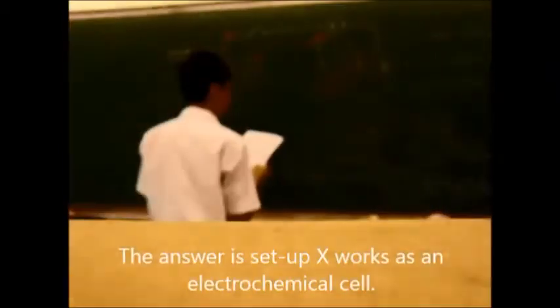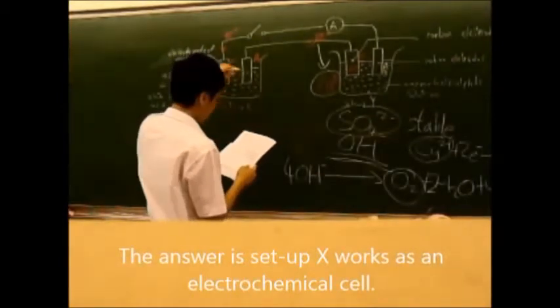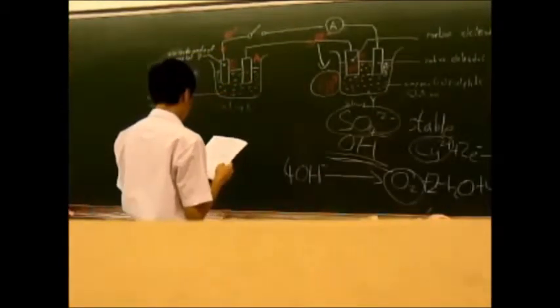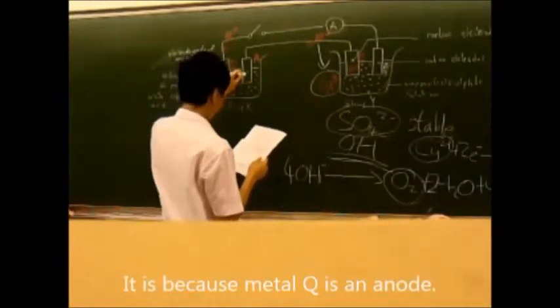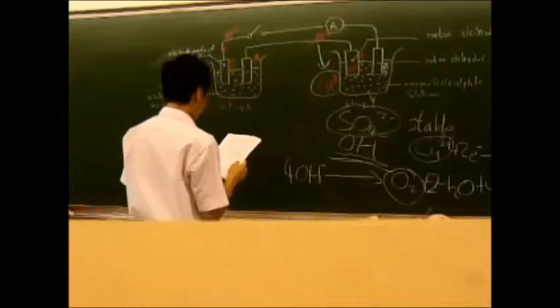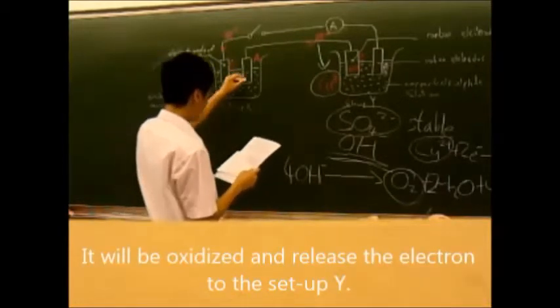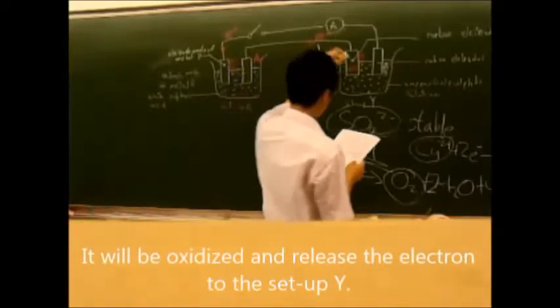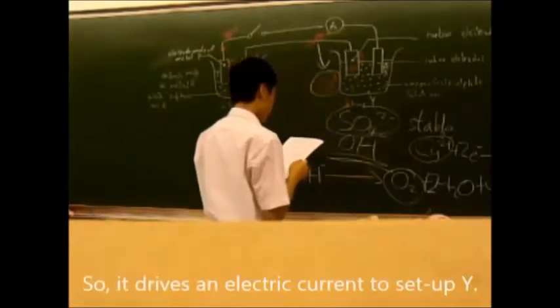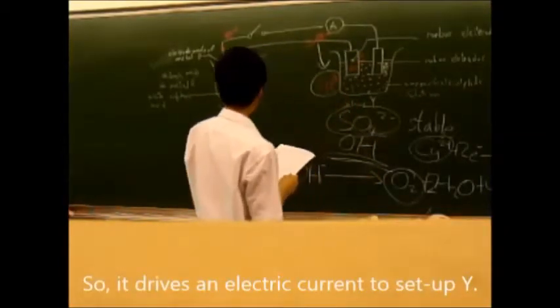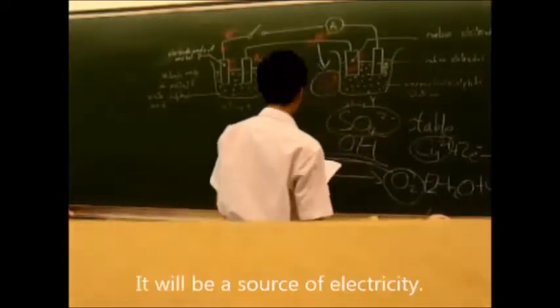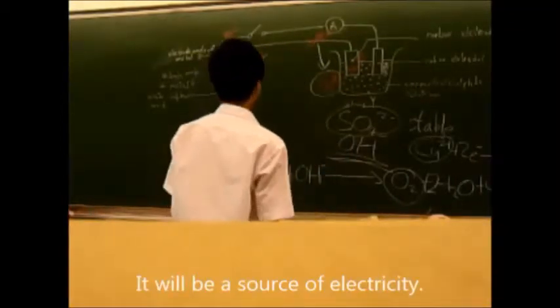The next question is, what is the function of cell X in this experiment? The answer is cell X works as an electrochemical cell. It is because metal Q is an anode. It will be oxidized and release the electron to cell Y. So, it drives an electric current to cell Y. It will be a source of the electricity.